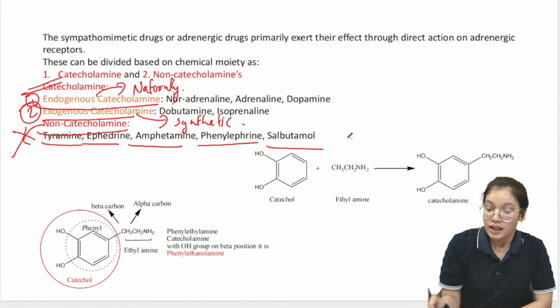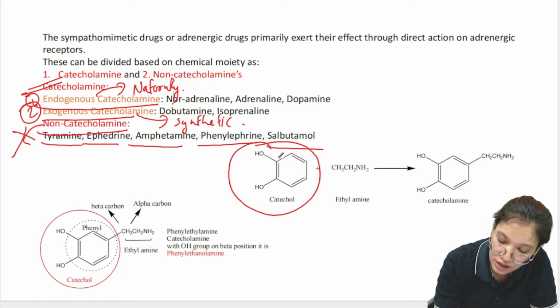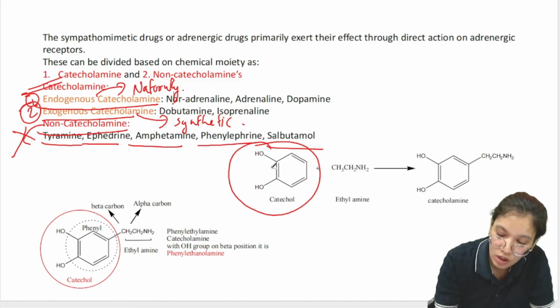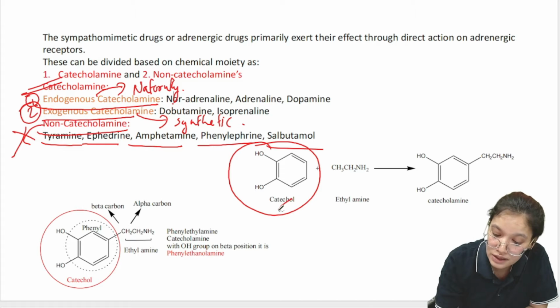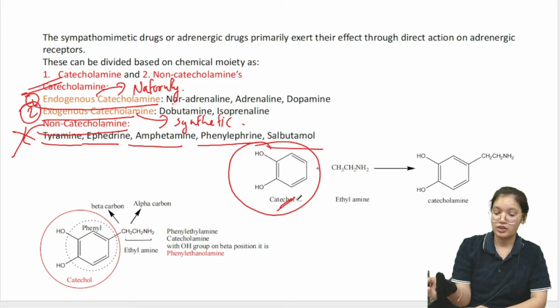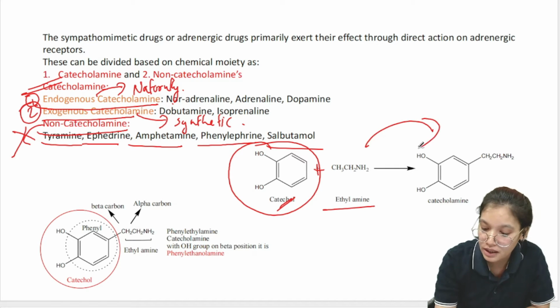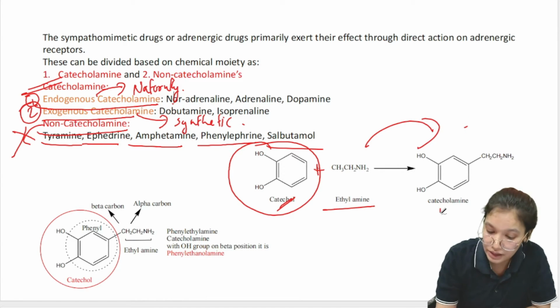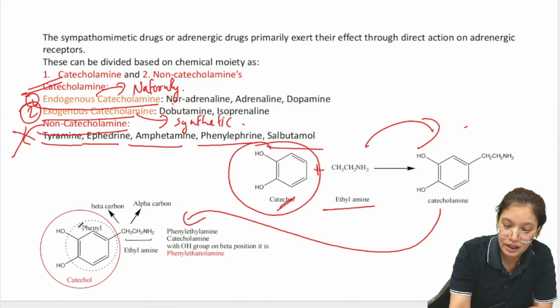Here is the structure of a catechol. It is just an aromatic ring with two hydroxy groups attached at the 1 and 2 positions. This catechol ring is the precursor for many adrenergic drugs. When catechol reacts with ethylamine, it forms catecholamine. This catecholamine is also called phenylethylamine, as it contains a phenyl ring, an ethyl chain and an amine.